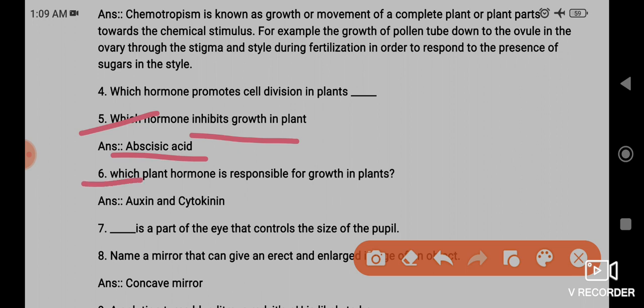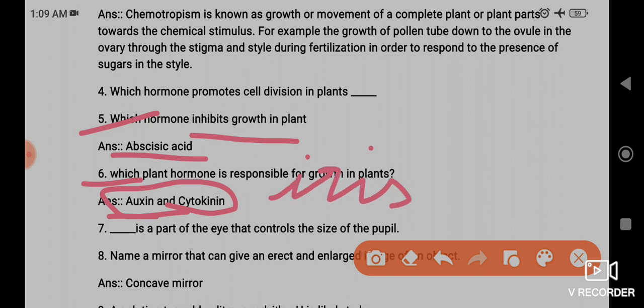Number 6, which plant hormone is responsible for growth in plants? So you can write auxin hormone, mainly with cytokinin, because cytokinin also promotes cell division, which is also a part of growth only. Okay, next, number 7, the part of the eye that controls the size of pupil. So all of you know the size of pupil is controlled by iris. IRIS, spelling is IRIS. It controls the size of pupil.